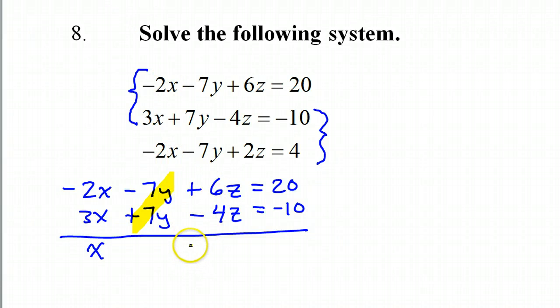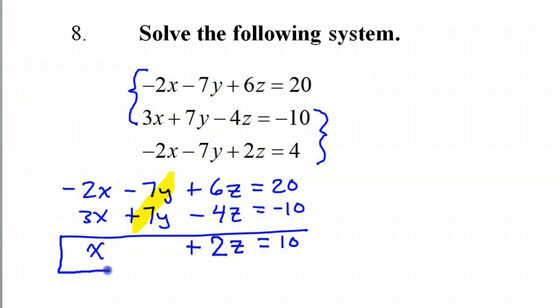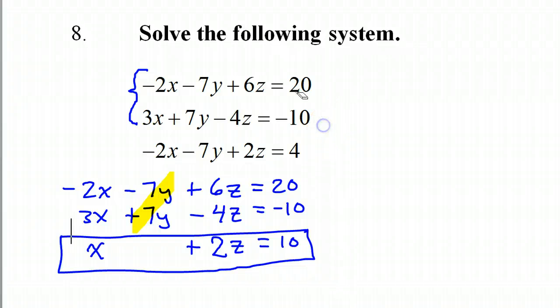Putting the z's together, that'll give us plus 2z. And putting these together will give us 10. Okay, put a little box around this. We'll need this later. So x plus 2z equals 10. That's our first box equation. Okay, let's see if we can keep this color coded.